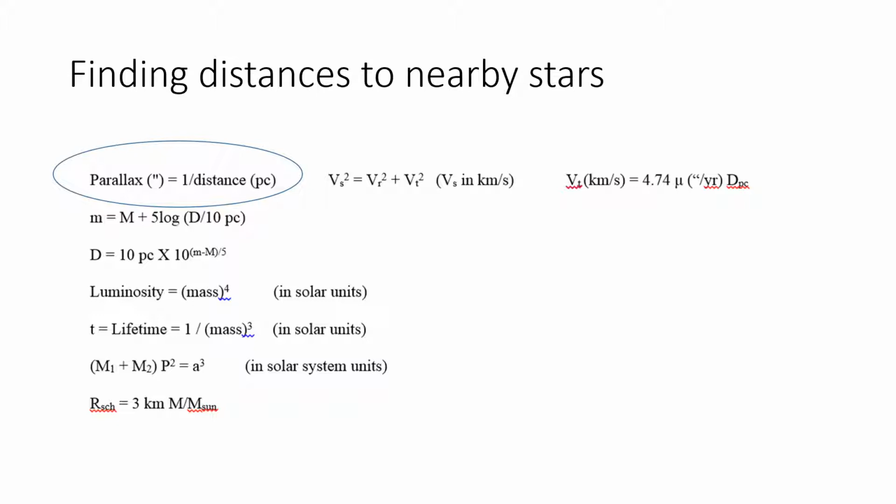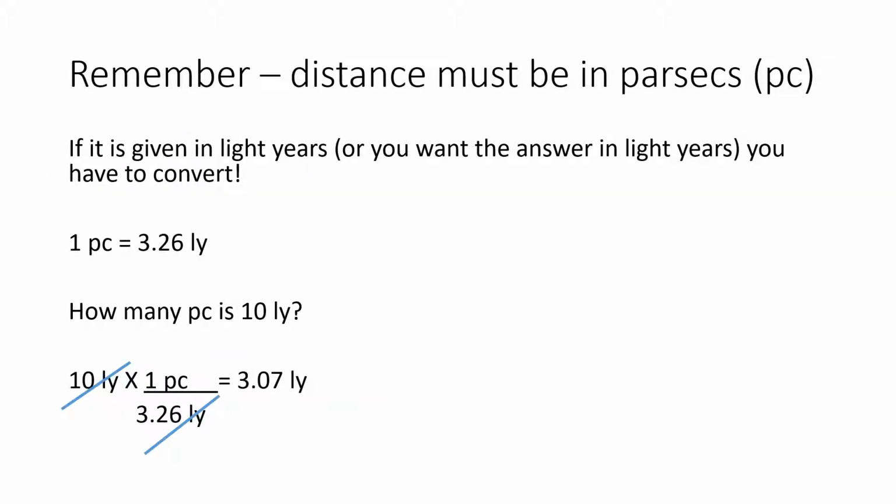Parallax in seconds of arc equals 1 divided by the distance in parsecs. So this is one of those formulas where you have to be careful to make sure that you're given the information in the correct units. Remember, the distance must be in parsecs. Parsecs are abbreviated PC. If the distance is given in light years, or you want the final answer in light years, you have to convert.